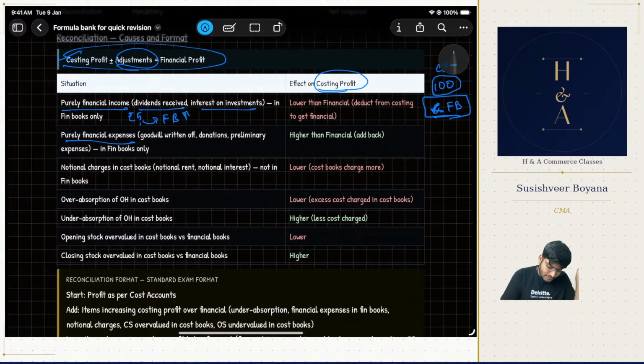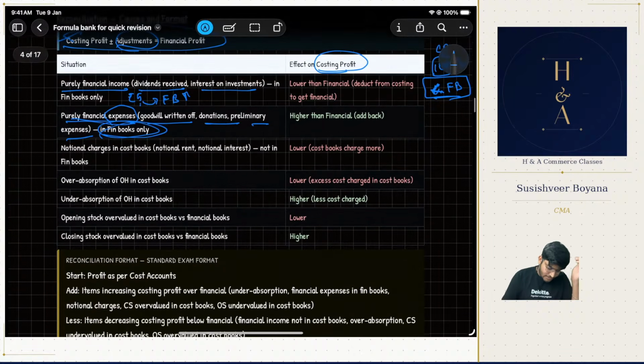Purely financial expenses: goodwill written off, donations, preliminary expenses, incorporation expenses. These are only going to be in financial books, not in costing books. So obviously, when these are expenses, that means we have already reduced the financial profit, correct? Would you have reduced from costing profit? No, right? That means if you start from costing, you're going to reduce. From financial profit, if you have already reduced to meet the costing profit, you're going to add.